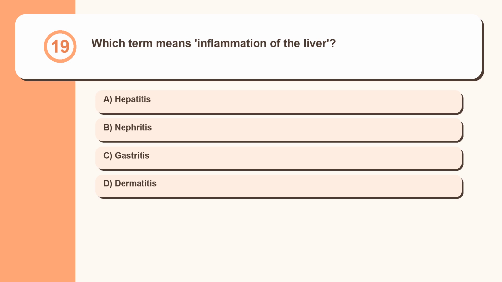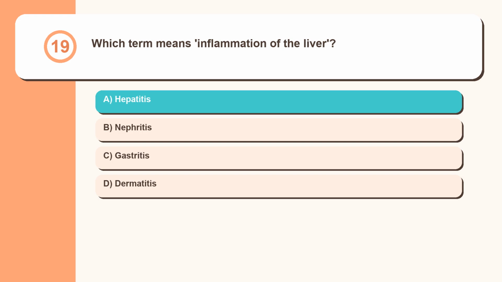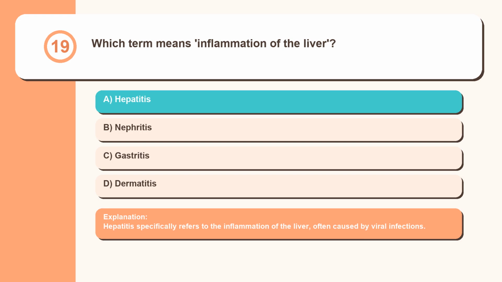Question 19. Which term means inflammation of the liver? Hepatitis, nephritis, gastritis, dermatitis. Hepatitis specifically refers to the inflammation of the liver, often caused by viral infections.